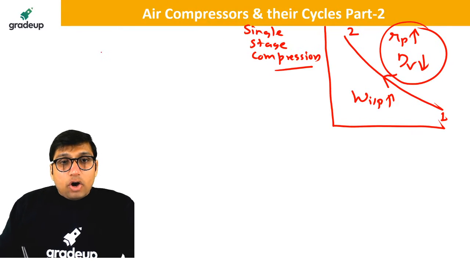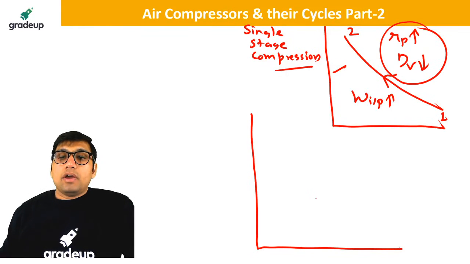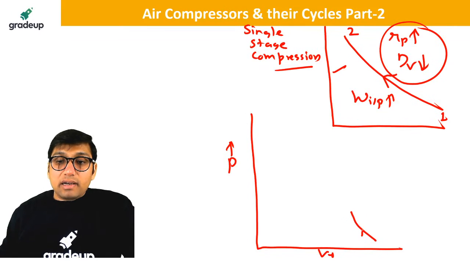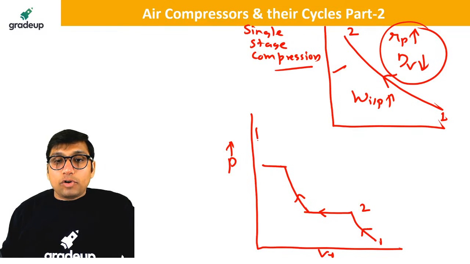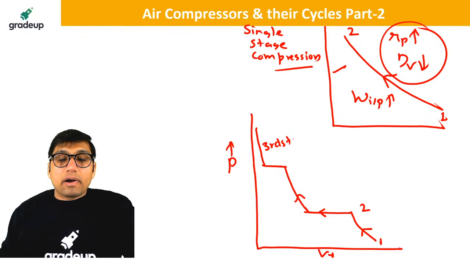Now, to avoid this disadvantage we will be using multi-stage compression. So instead of achieving the pressure ratio that you want in a single stage, we can do multi-stage compression. In multi-stage compression, you do one stage of compression. After that, we send the gas into an intercooler for heat rejection. Again, we will do the second stage of compression. Again, we will be using a second intercooler, and then we will use the third stage. For example, here we are using 3 stages of compression.